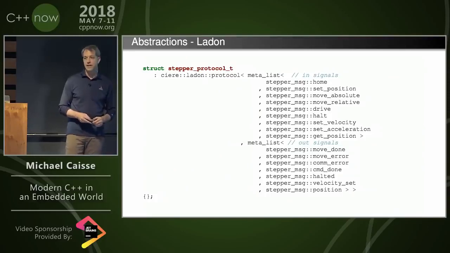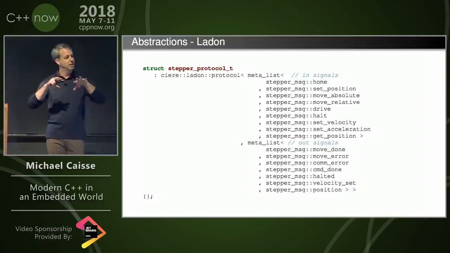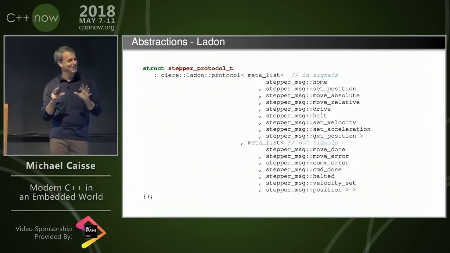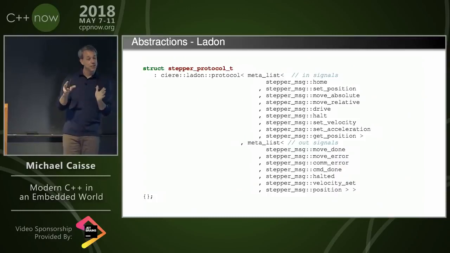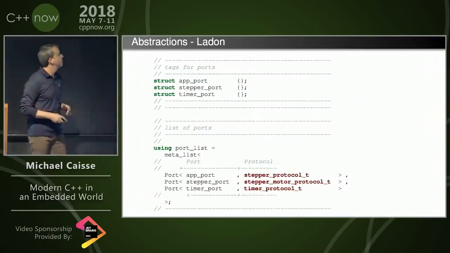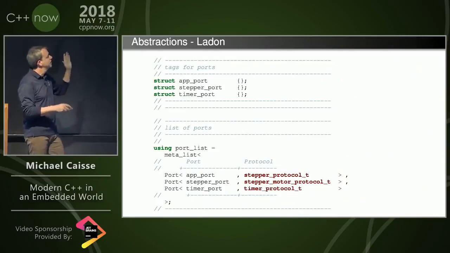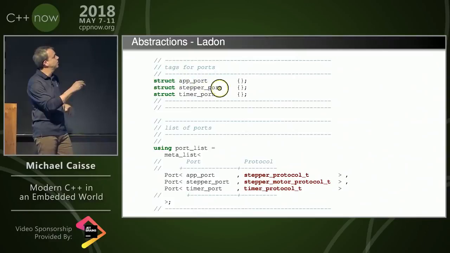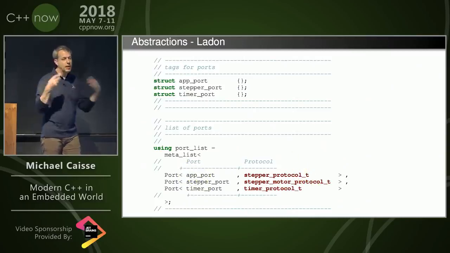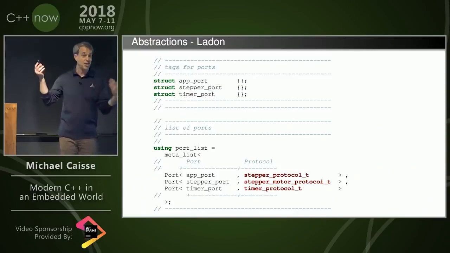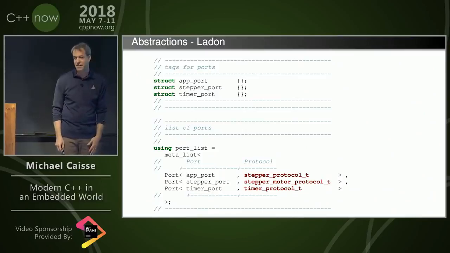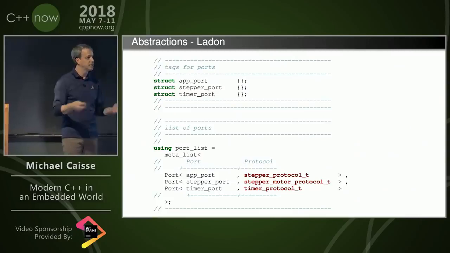And then once I describe that in Lawden, we use SML to describe the state machine. It used to be MSM, but SML compiles smaller and it's faster. So we use that to describe our state machines. And then we use a syntax that looks like this, create some ports of what the tags are going to be called. I have an app port, a stepper port, a timer port. And then I create a type list. These are the ports, and these are the protocols that they're representing. Now, when I go to bind these distributed state machines together, it can check at compile time that I'm connecting two things that are actually allowed to send messages back and forth. That's nice. And it gets rid of the overhead that's associated with it. It allows me to think at a higher level again.